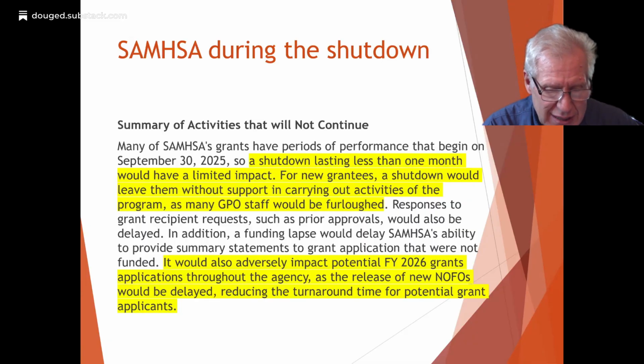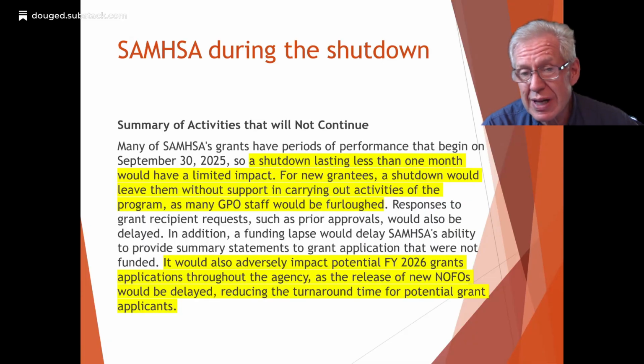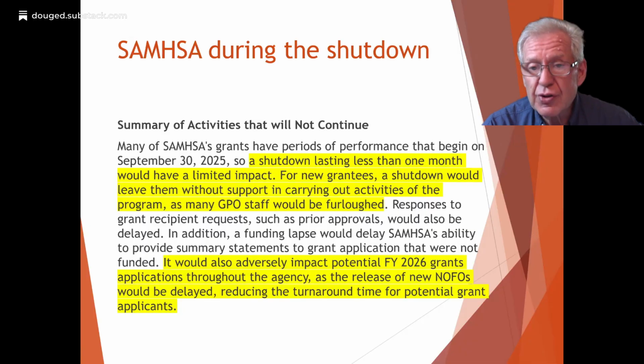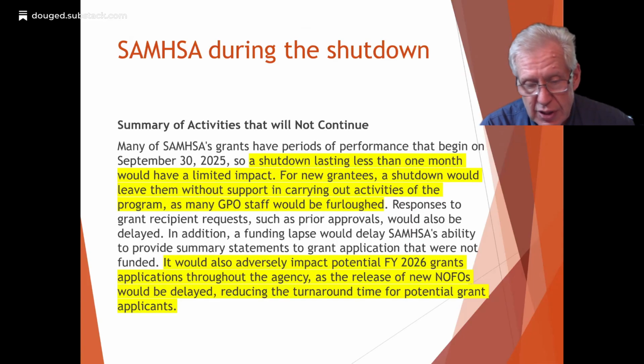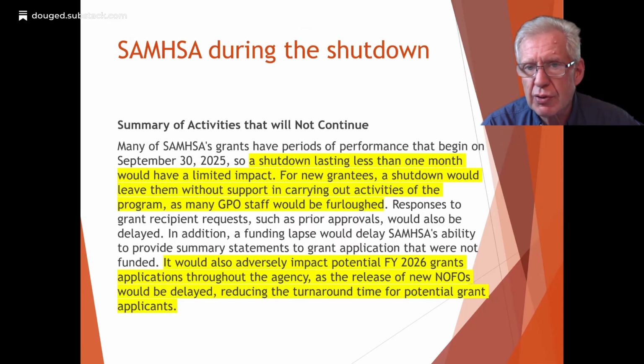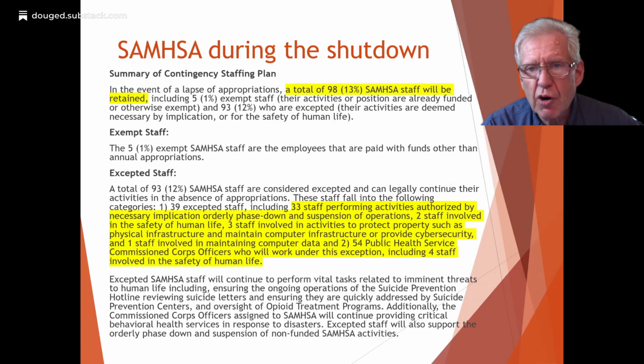Also, it notes that because of the delays and the furloughs of staff, and we'll talk about that in a second, it would also adversely impact potential 2026 grants through the agency, as new notices of funding opportunities, that's the NOFOs down here, would be delayed, reducing the turnaround for potential grant applicants, and I think having even a greater effect, perhaps having fewer grants, and we'll come back to what the overall implication of that is a bit later. I want to finally spend a moment with respect to SAMHSA on staffing.